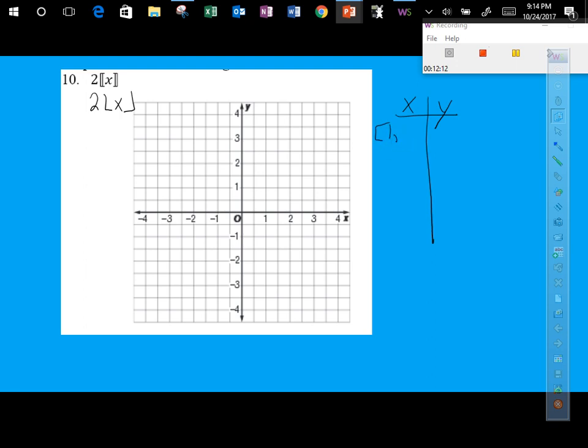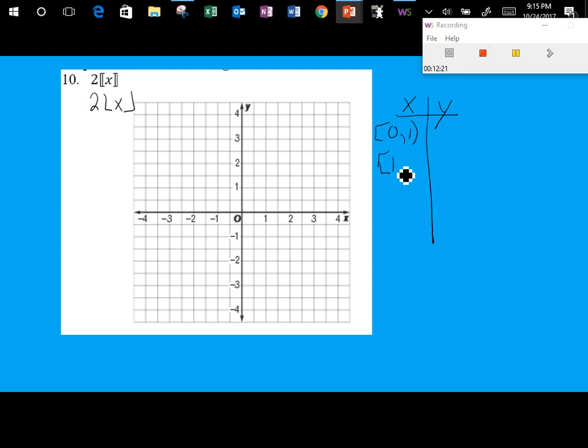1, well, let's use 0 first. It's going to look like 0 to 1. My next interval is going to be 1 to 2. And I have no idea why my pen does that. Notice I put a bracket on the left, a parenthesis on the right. My next interval is going to be bracket 2 to 3.